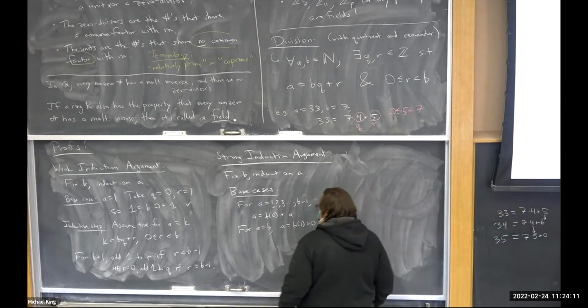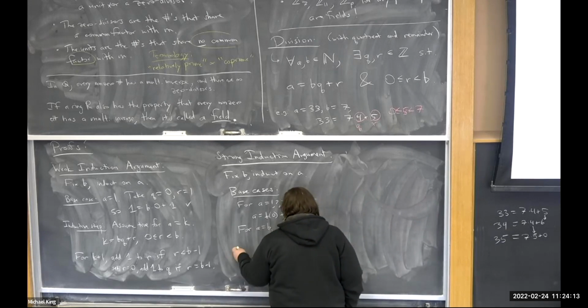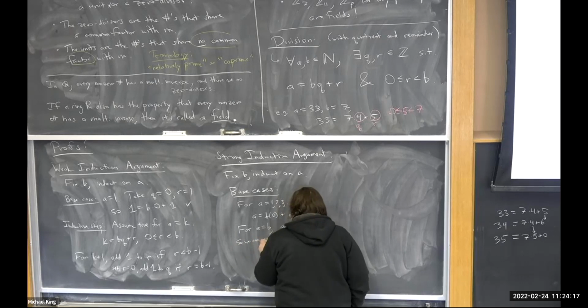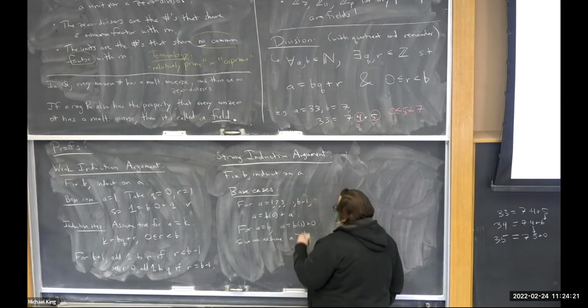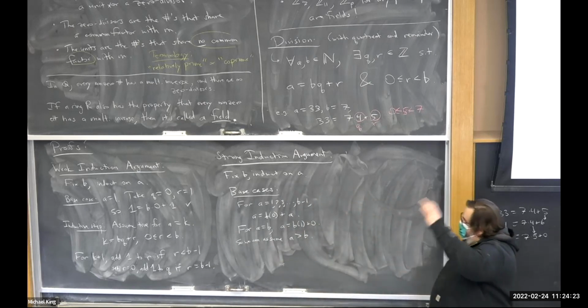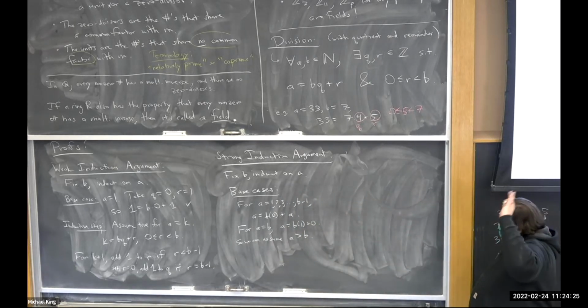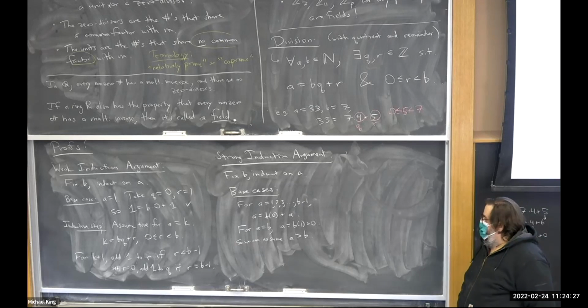And then we can assume now that A is greater than B. We're fixing B and then inducting on A. So B is some fixed number, and then we want to let A be as large as we want.